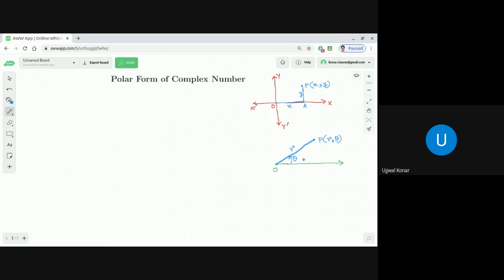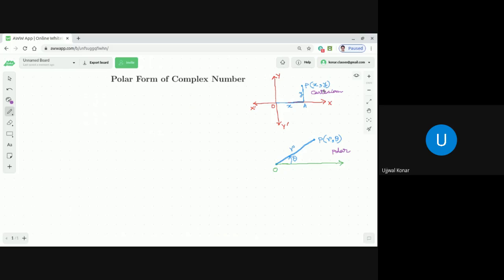So with these two parameters r and theta, we are able to represent the point in the polar coordinate system. This is known as the polar coordinate system, and the previous one is known as the Cartesian coordinate system.